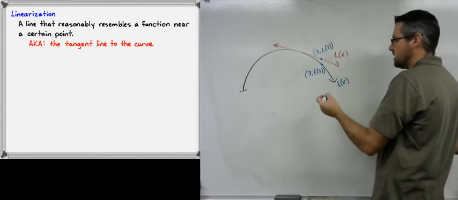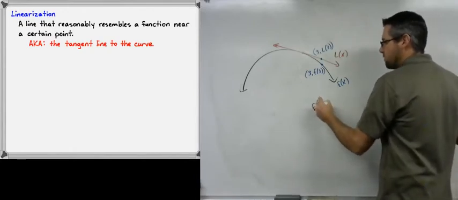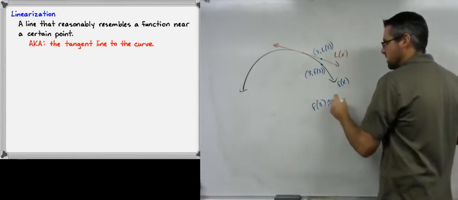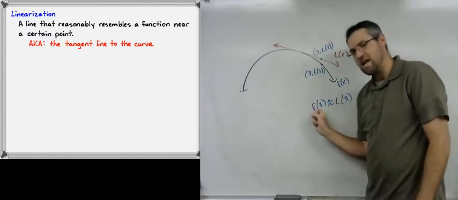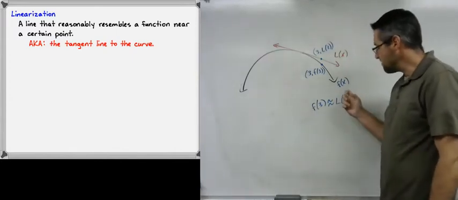So we can conclude this. We can say that f of 3 is approximately L of 3. So if I am not capable of finding f of 3, I can find L of 3 and say I'm pretty close to it.